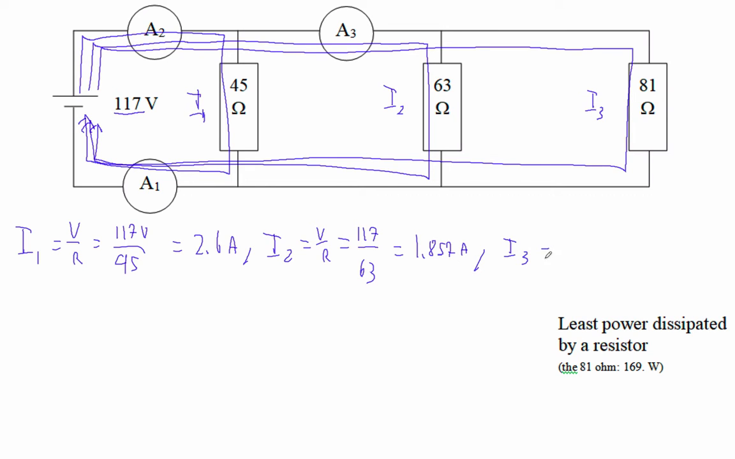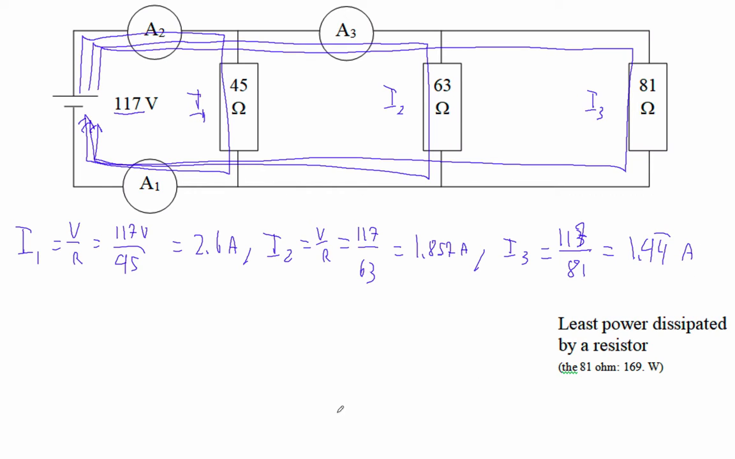Okay, let's figure out I3. I3 is equal to 113, which is the voltage, right, divided by the only resistance in the path of that, which is 81 ohms. So, oops, not 113, 117, sorry. 117 divided by 81. That's how random mistakes get generated. Ooh, that's cool. That's 1.44 amps.